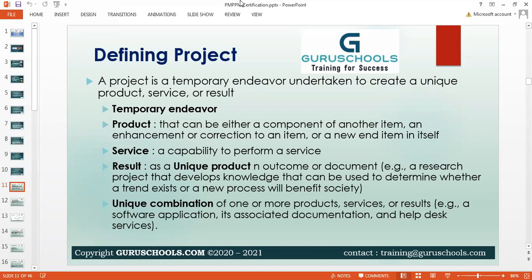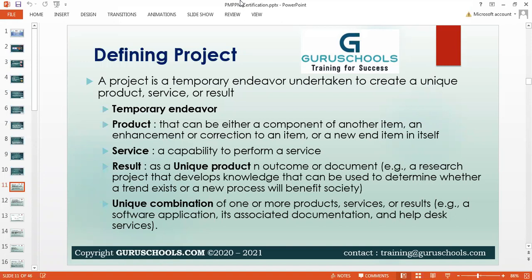Okay, so product can be either a component, a part of the pencil which I'm trying to manufacture. It can be the graphite rod, the wooden wrapping, or the plastic cap if I'm including that in my product. So it can be either a component or another item. An enhancement: the cap is an enhancement, I don't need it, but it gives a good look, good value. So packaging also comes under product, right?